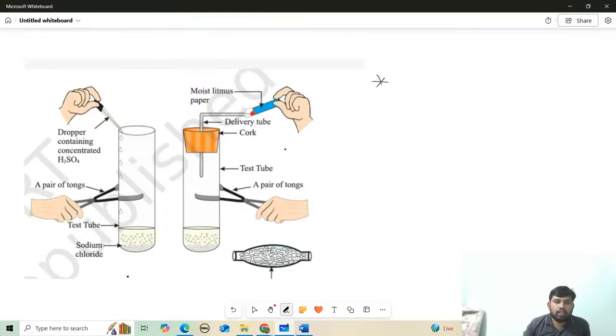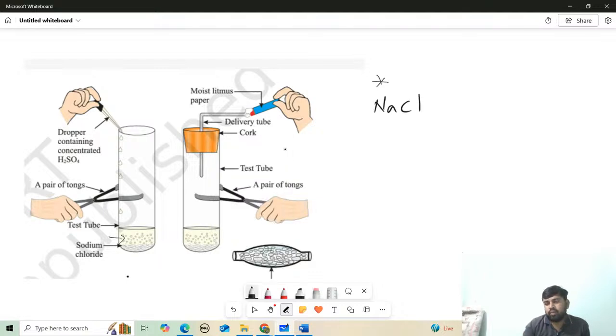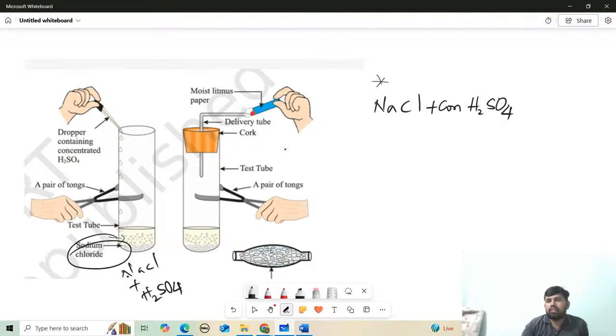First thing you should understand is that they are taking sodium chloride here. So let me write NaCl. They are taking NaCl in a test tube and adding concentrated H2SO4. Here it is NaCl, sodium chloride, and they are adding H2SO4. What happens here? Let me discuss this reaction.